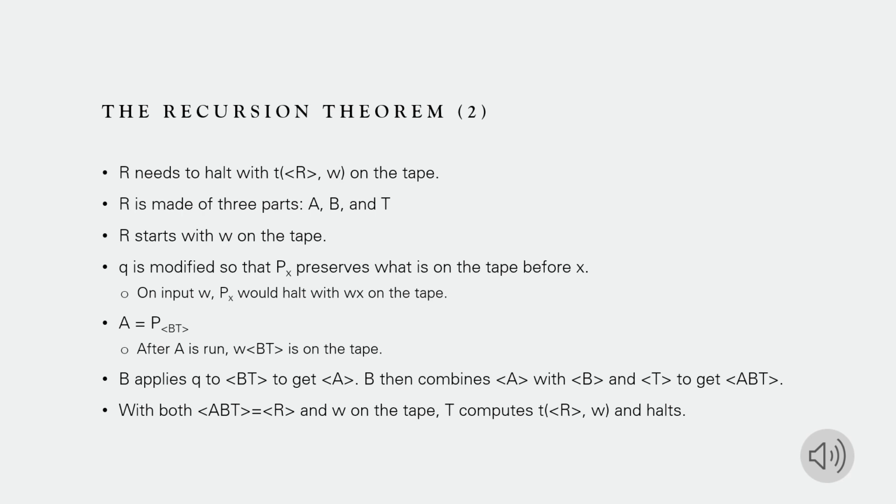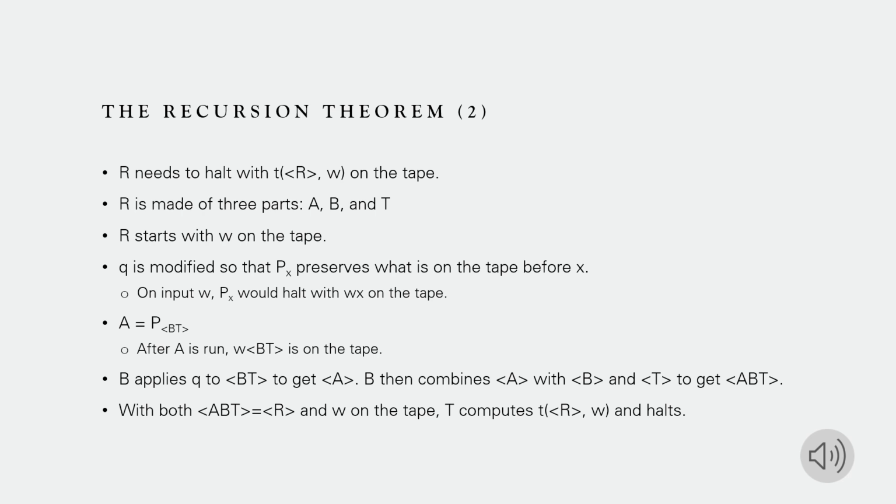So R starts with W on the tape, and we modify Q so that P of X, in this case, preserves what is on the tape before X. So we're using a modified version of P. Before, in the previous case, it would erase whatever's on the tape, and it would write X in place of it, and then it would halt. This new P on input W, P of X would halt with WX on the tape. So it kept whatever was on the tape, and then it wrote X after it.